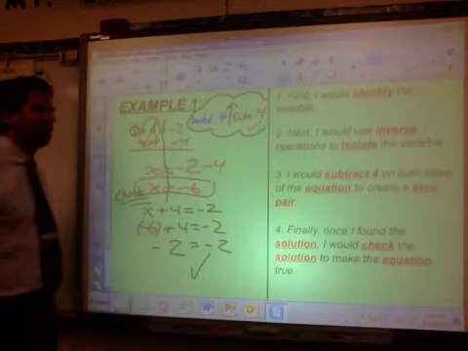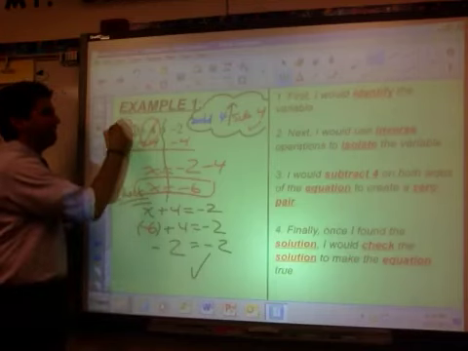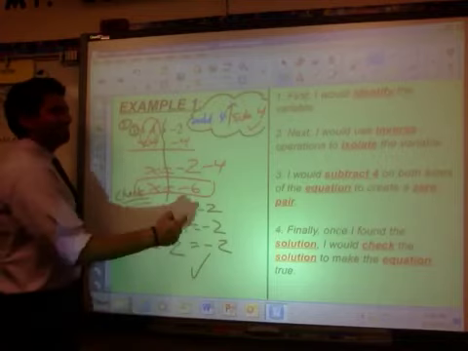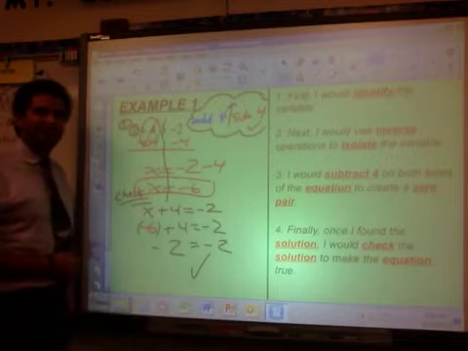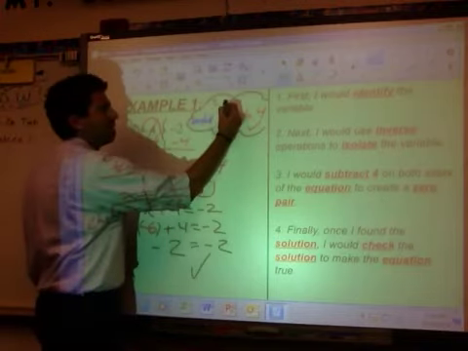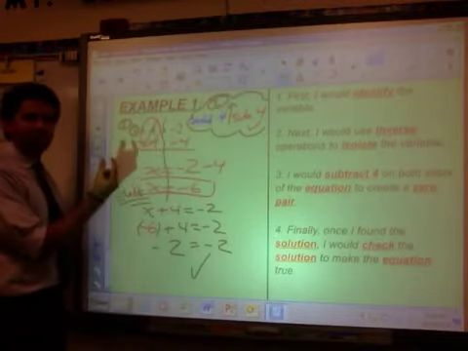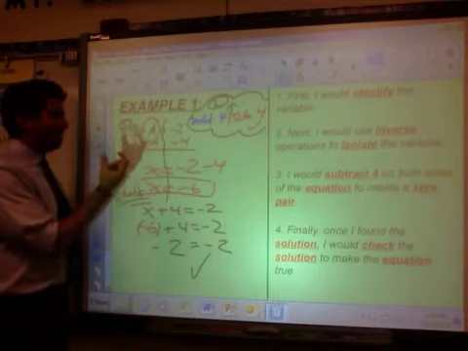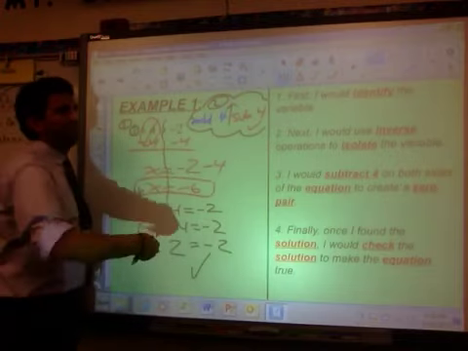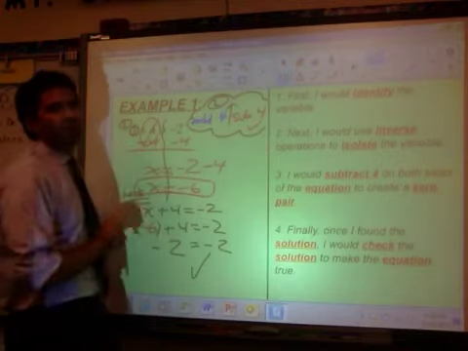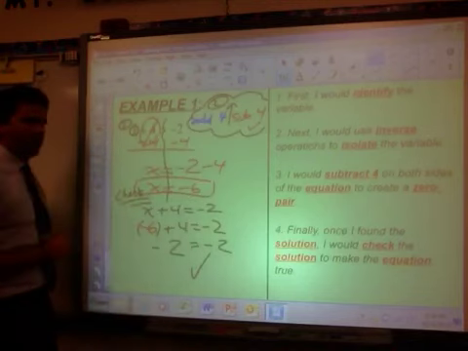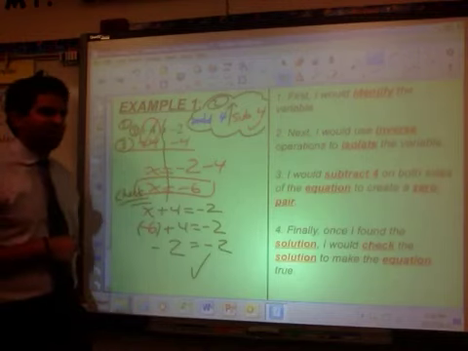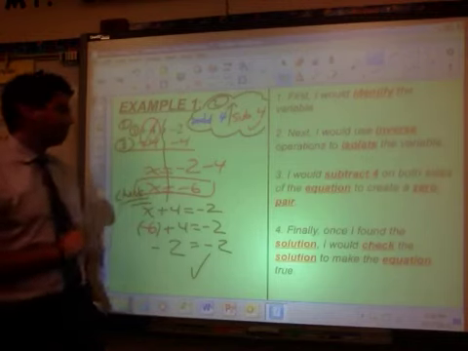Looking back at our work here. First, I would identify the variable. Here we identify the variable by circling x. Next, I would use inverse operations to isolate the variable. That was this step over here, ladies and gentlemen, where we looked at x with our magic pen and figured out what's happening to it. Well, x is not by itself. We were adding 4 to x. That's right here. So to undo adding by 4, we would subtract 4 on both sides. Step 3, but specifically, I would subtract 4 on both sides of the equation to create a 0 pair.